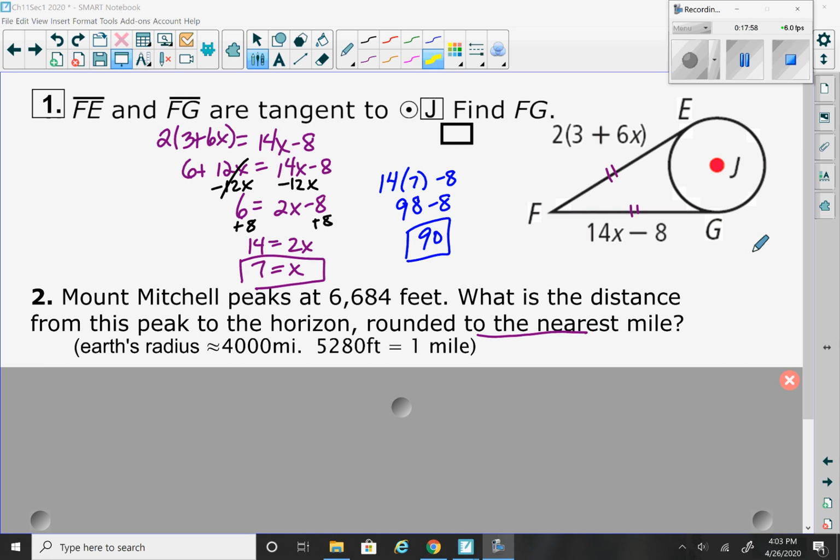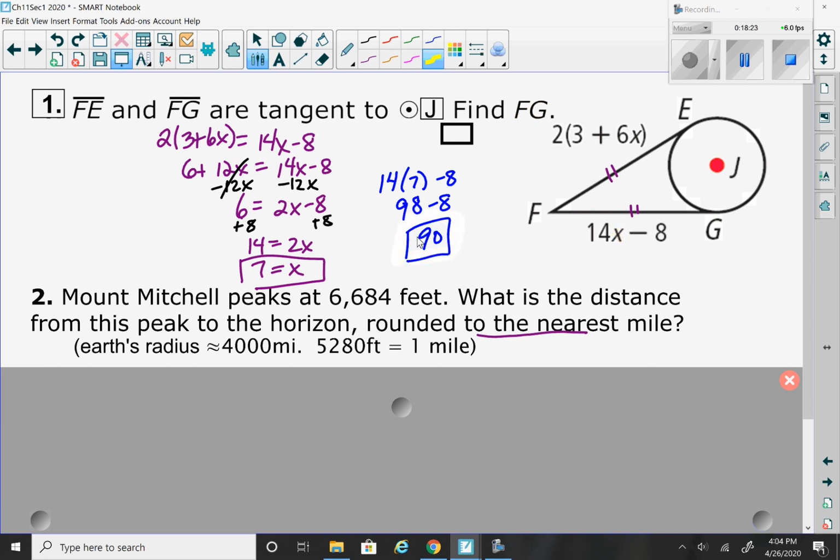Okay, so in that first one, I set FE equal to FG. In my first step, I did my distribution there, distributed the 2. You could have honestly divided both sides by 2 first, just another way to do it. You should come up with algebraically x is equal to 7. Notice they want you to solve for FG, so I take the 7 and plug it in, and I came up with 90. So your final answer, number 1, is 90.